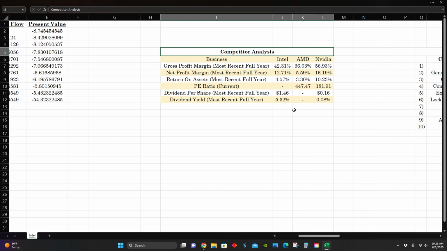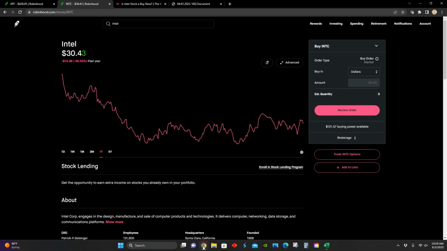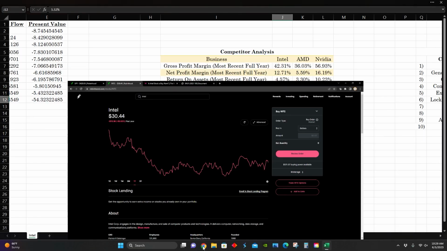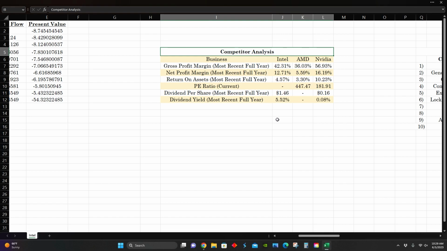Basically, for every $100 that you invest into Intel, you're getting paid $5.52 per year. But for Nvidia, for every $100 you invest, you're getting paid a dividend of about 8 cents per year. So obviously, in terms of dividend per share, it looks like Intel is doing way better, but you have to keep in mind the fact that Intel's share price is doing way worse. So pick your poison. You can either have a high dividend with a declining share price, or a low dividend or no dividend with a decently growing business, as we saw from the article.